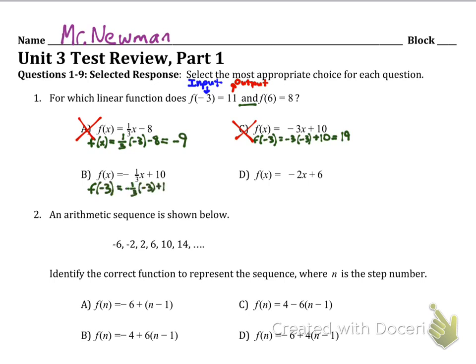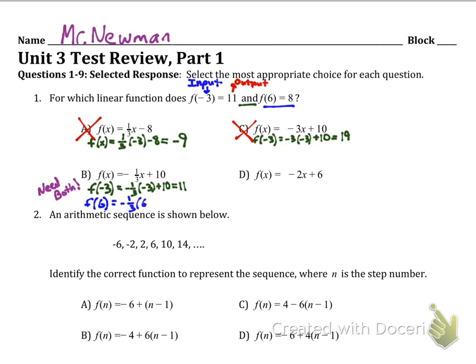Down in the bottom left, I'm going to plug in negative 3. I have negative 1/3 times negative 3 is positive 1. That means that that is going to be 11. And that is the output we want. However, remember, you must check both. So we're going to check f of 6 here as well. If it also works, then we have our answer.